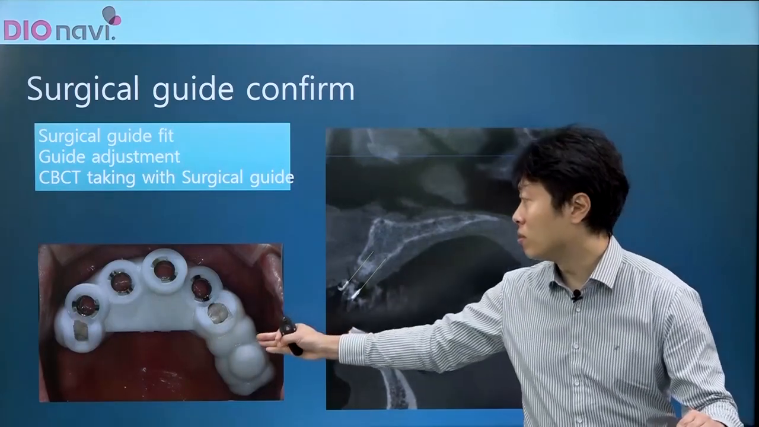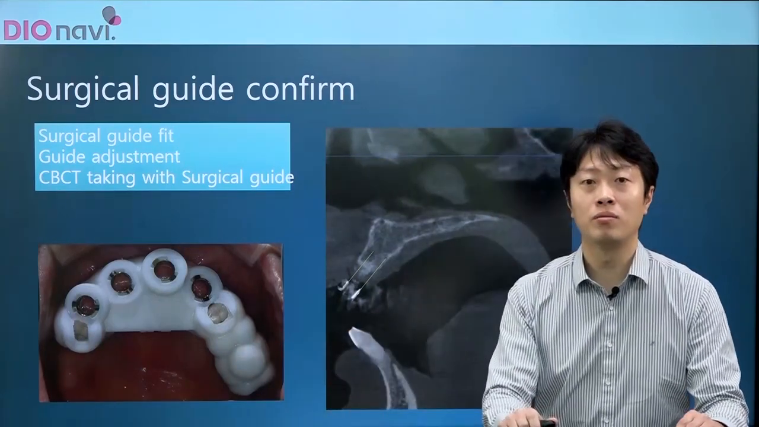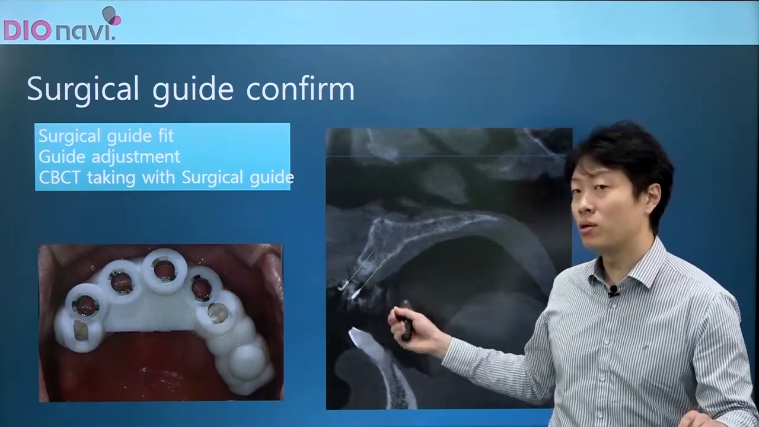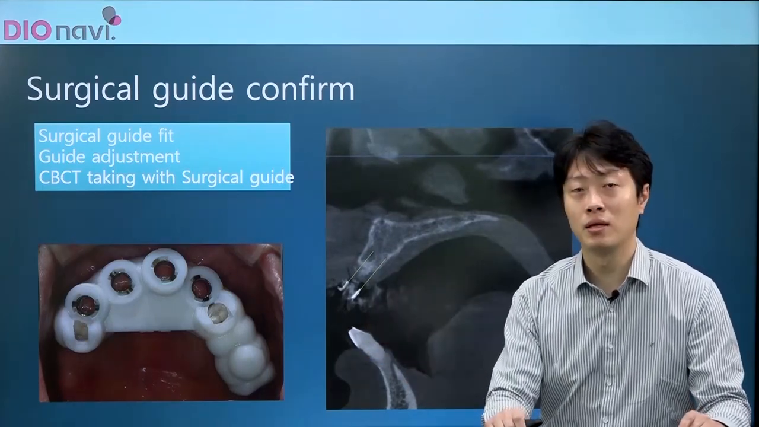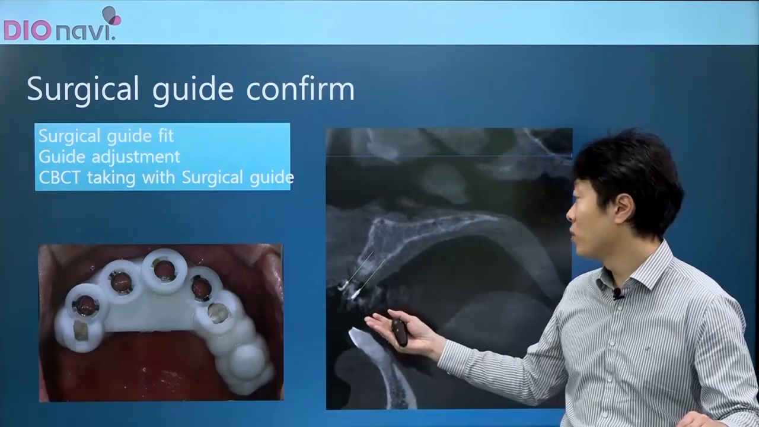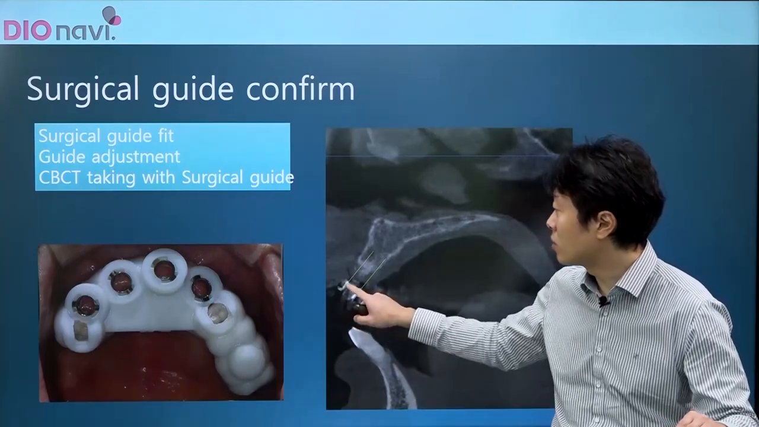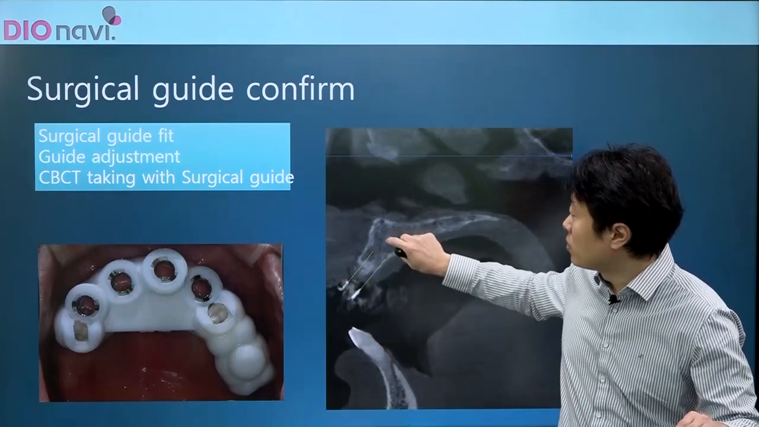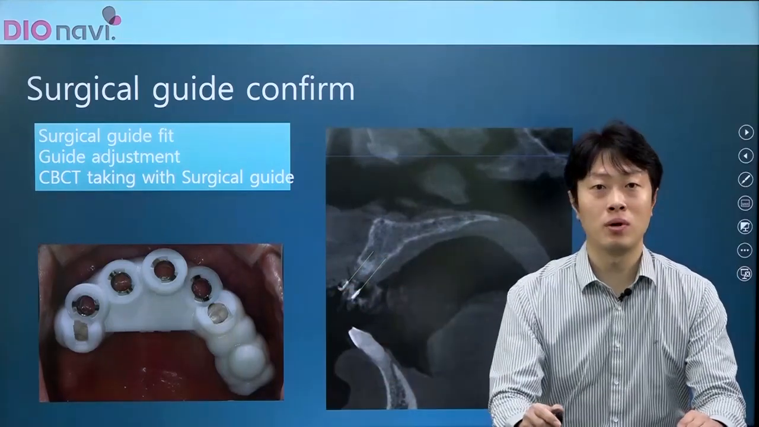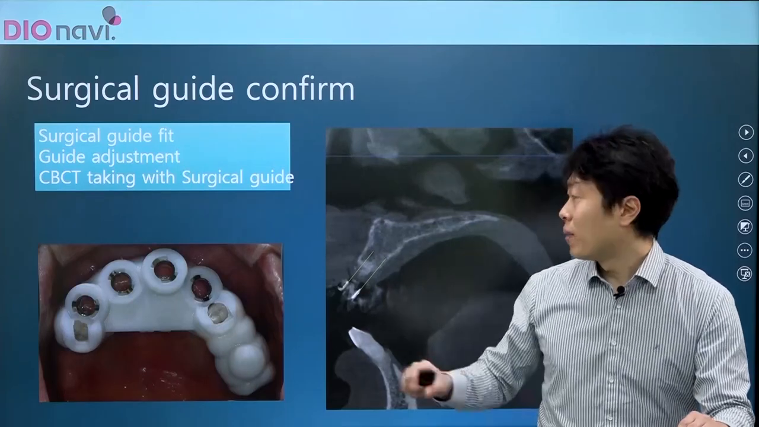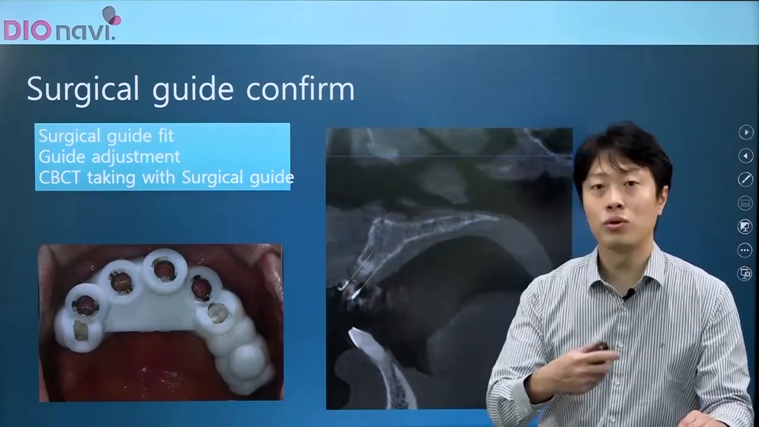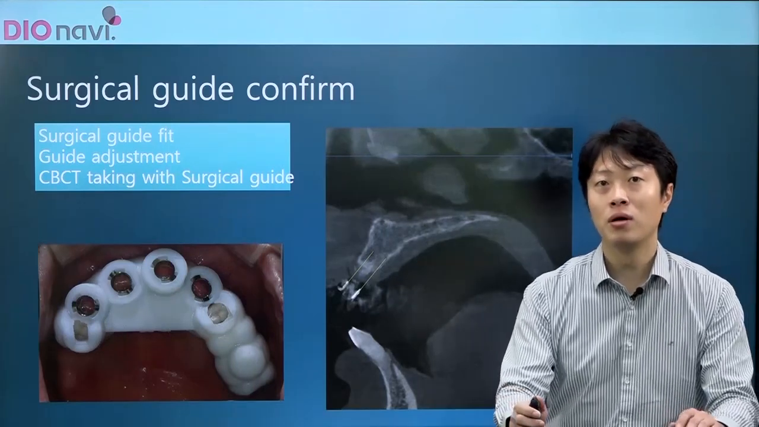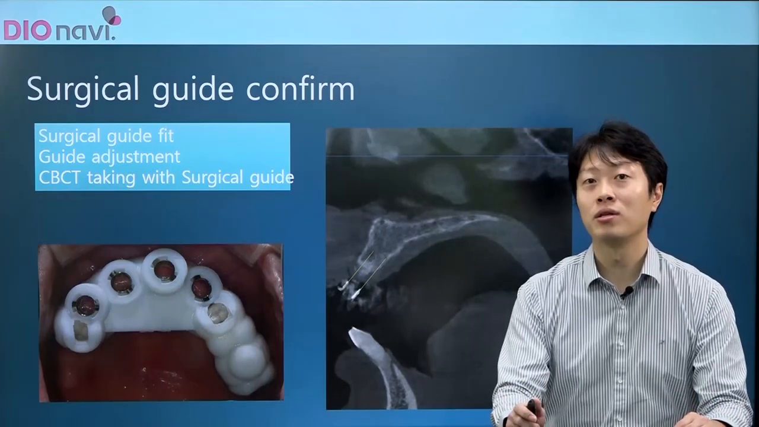If you can't check the guide fit, or if the guide is unstable, I recommend taking a CT scan with the guide in the mouth. The CT scan will show the metal guide sleeve, and it will show a road. Follow this line to see the expected direction and angle of placement. Check whether the angle and direction match the initially planned placement direction to see whether the guide has been manufactured properly.